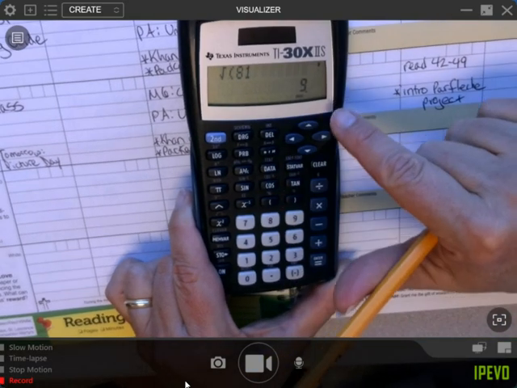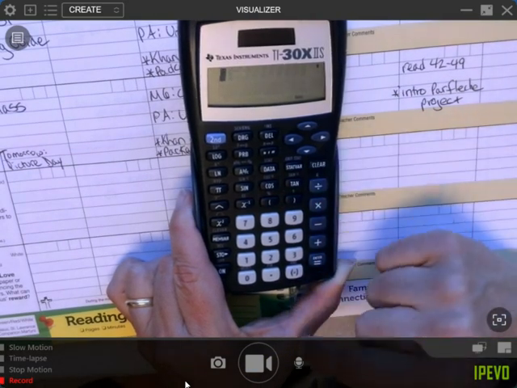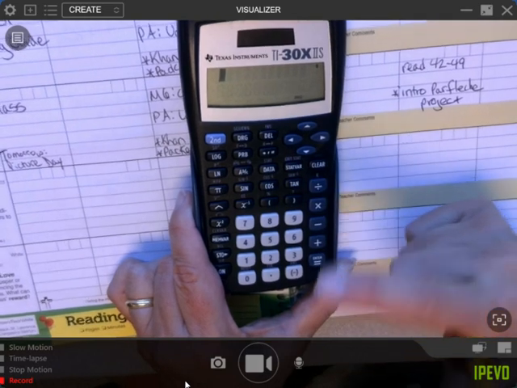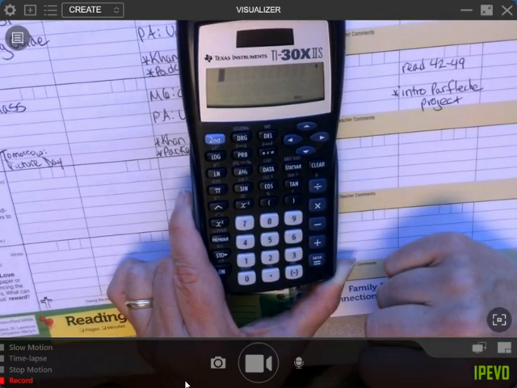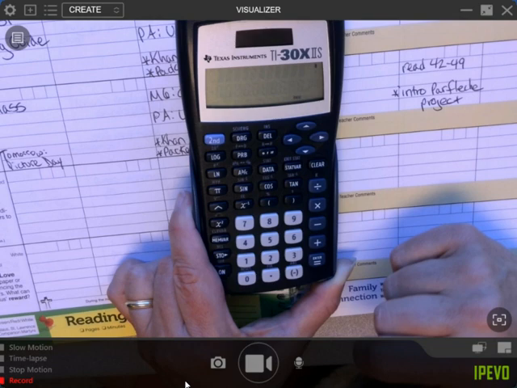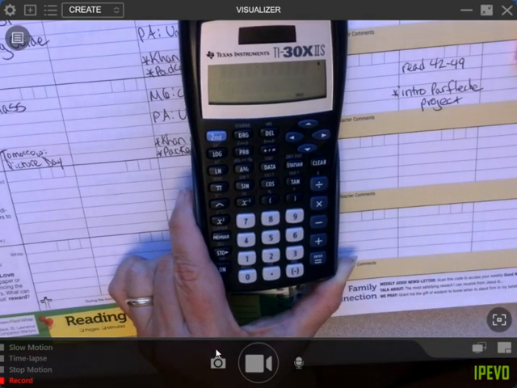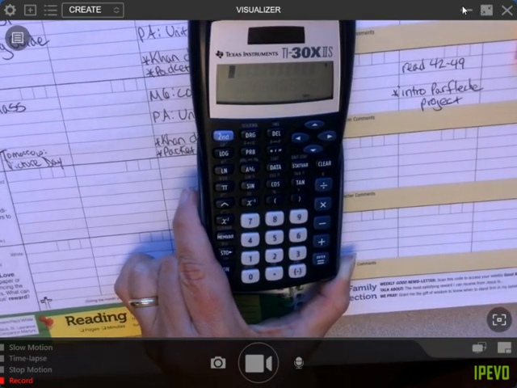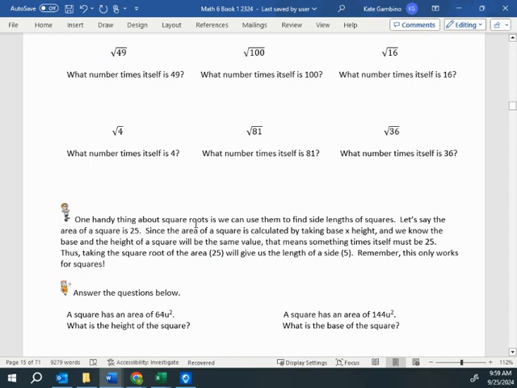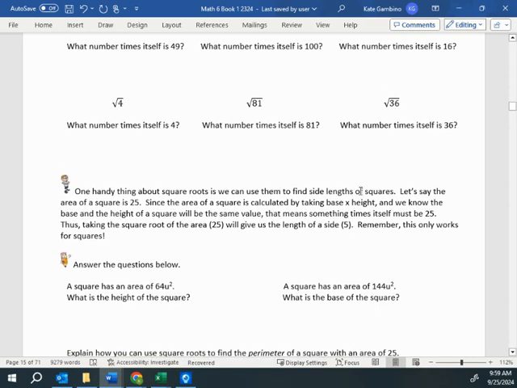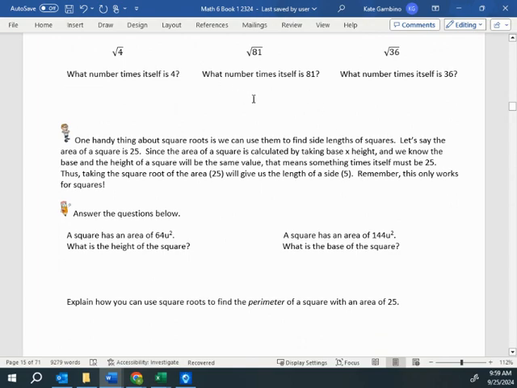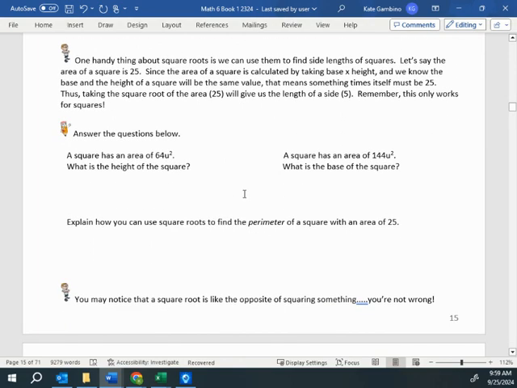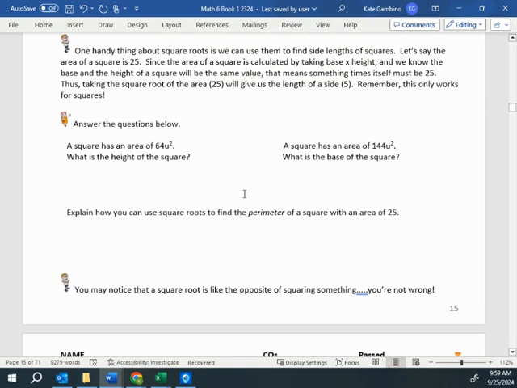Any questions on the square roots or using the calculator to find the square root? Okay, so let's go back to our page today. This bottom row you're doing yourself, finding the square roots and then writing it out. Then we have word problems.